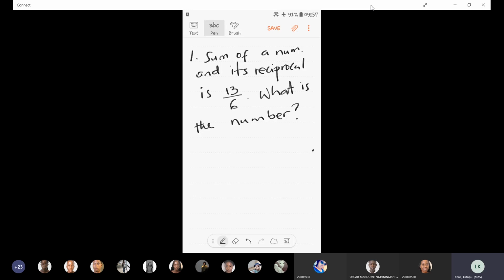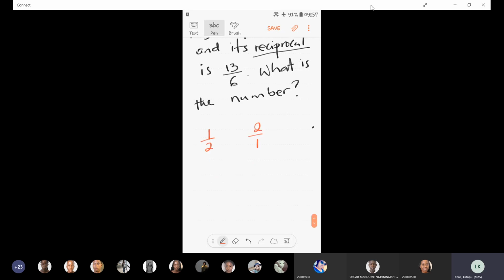So you need to know what the reciprocal of a number is. For example, if you have half, this is a fraction. The reciprocal of half is simply 2 over 1. You invert the fraction. The numerator becomes the denominator and the denominator becomes the numerator. So you just invert it.